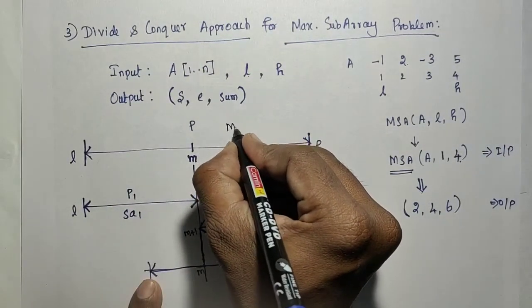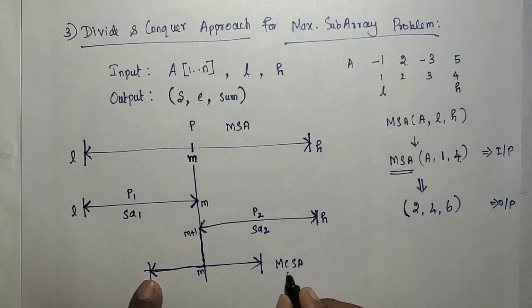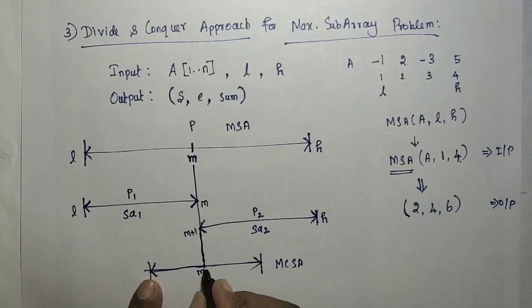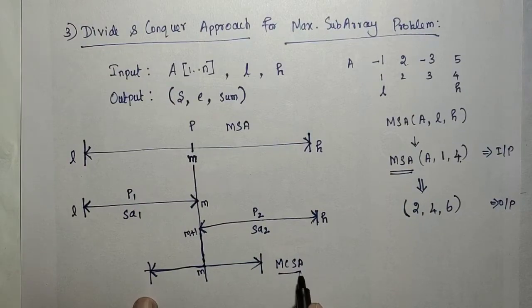The main problem is the maximum subarray, MSA. And here we are going to apply another algorithm for finding the mid-crossing subarray. Mid-crossing means it just crosses the middle element, a subarray which crosses the middle element. For this algorithm we are not going to apply divide and conquer. This is going to be solved iteratively.